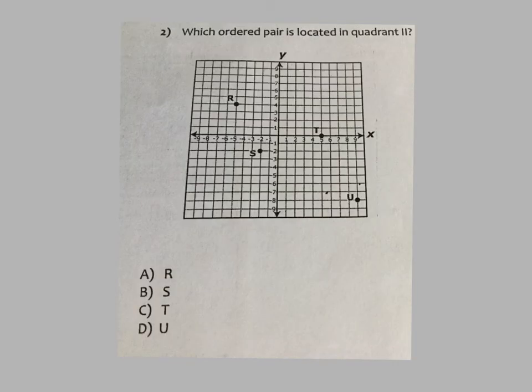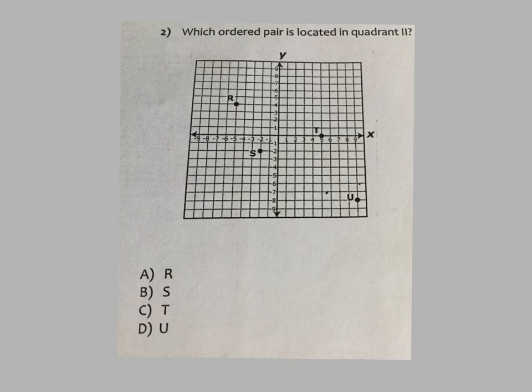Which ordered pair is located in quadrant 2? Well, this question seems kind of odd because all the answer choices are simply letters, not ordered pairs. So it seems as though they've phrased this question a little oddly. They're really looking for which letter or point is located in quadrant 2. Well, here's the good thing.